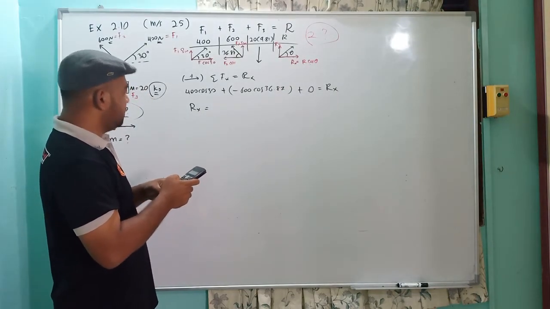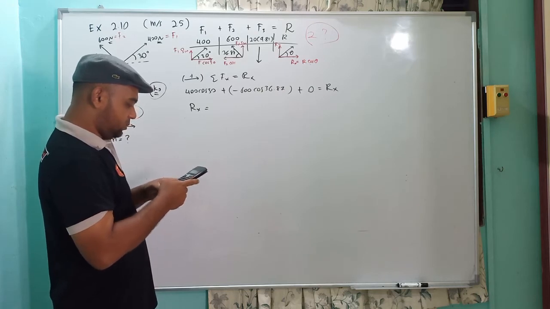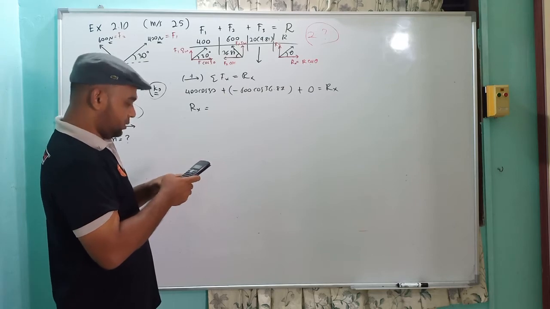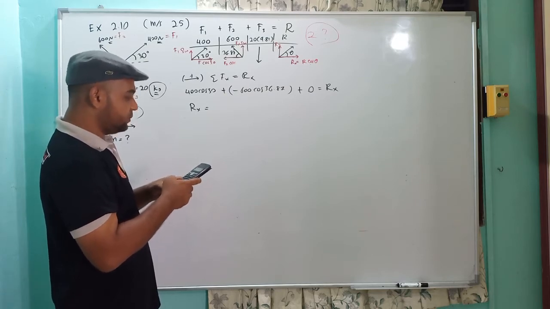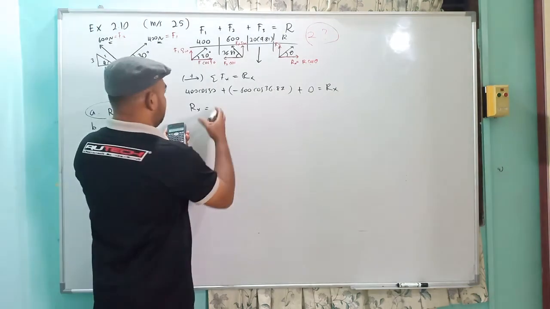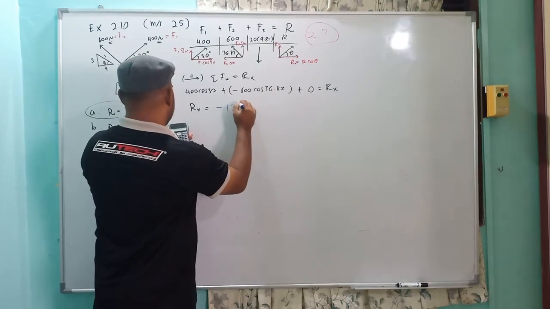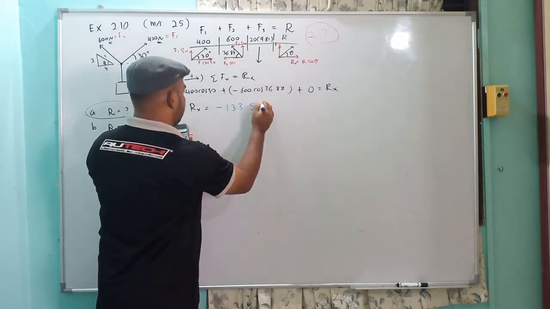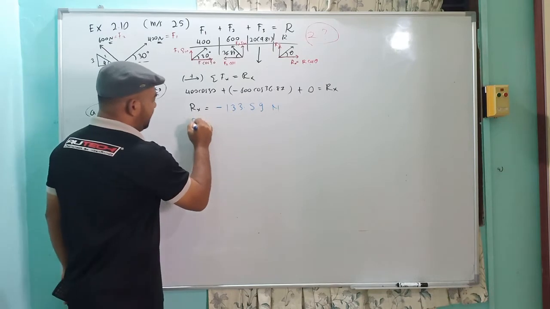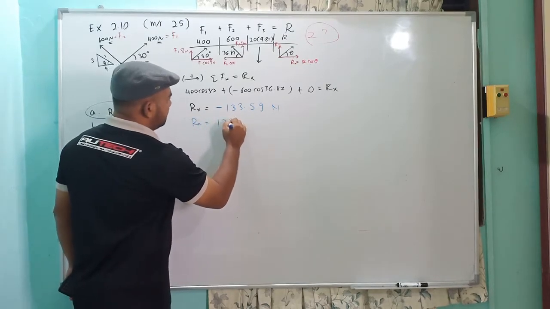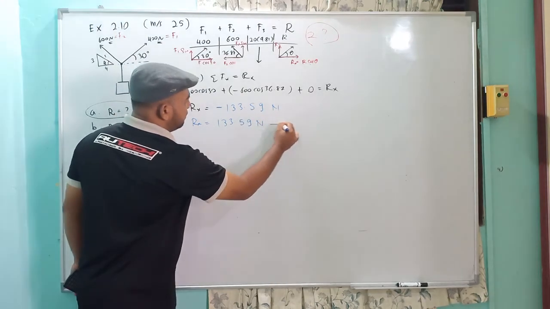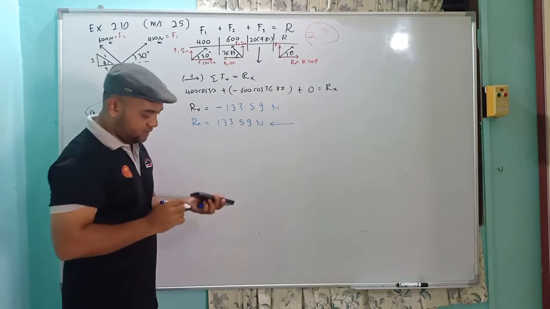400 cos 30 minus 600 cos 36.87 equal to Rx. So you have the Rx negative 133.59 Newton. So actually our Rx equal to 133.59 Newton in the opposite direction, because we have this negative.